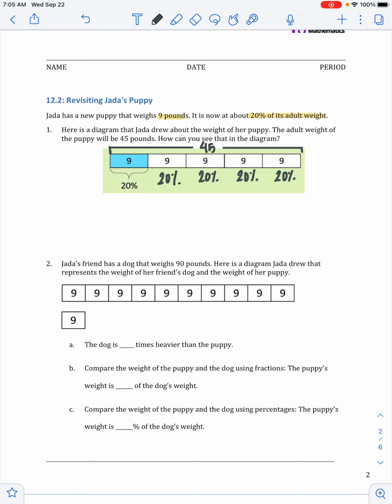Now, in question 2, we see that Jada's friend has a dog that weighs 90 pounds. And here's a diagram Jada drew that represents the weight of her friend's dog and the weight of her puppy. So we can see that the puppy weighs 9 pounds, and again, that's how much Jada's puppy weighs. But Jada's friend has a dog that weighs 90 pounds. So we have 1, 2, 3, 4, 5, 6, 7, 8, 9, 10 groups of 9. This 9 on the bottom here is what represents Jada's puppy. So go ahead and pause this video and answer questions A, B, and C.